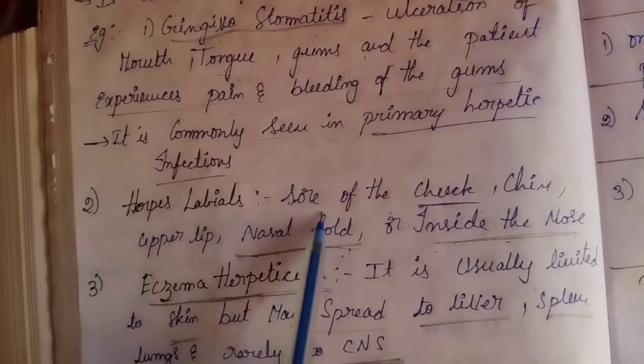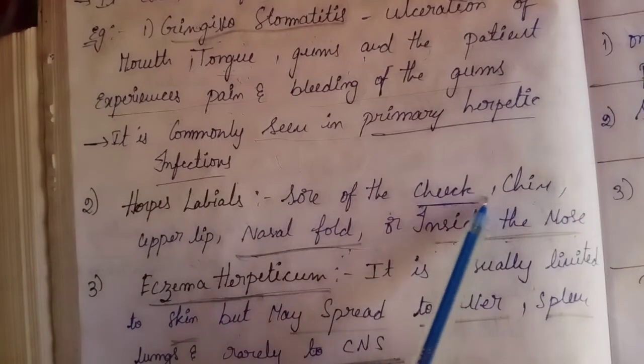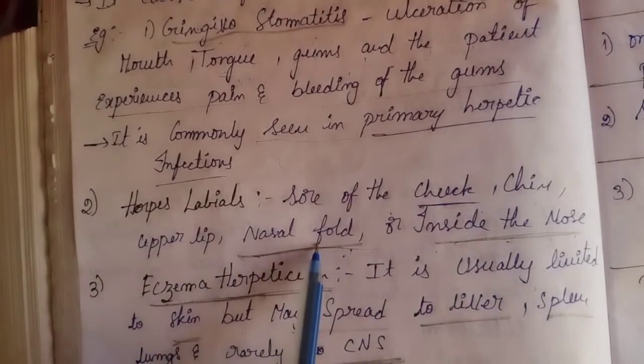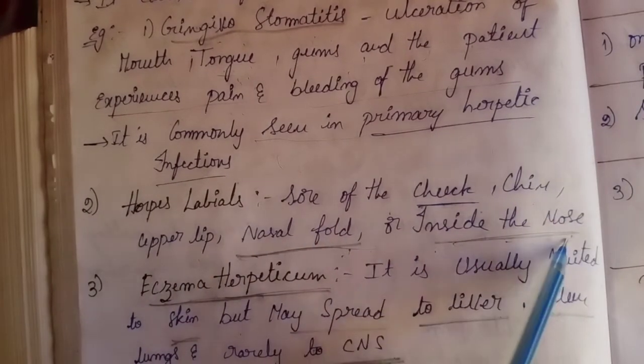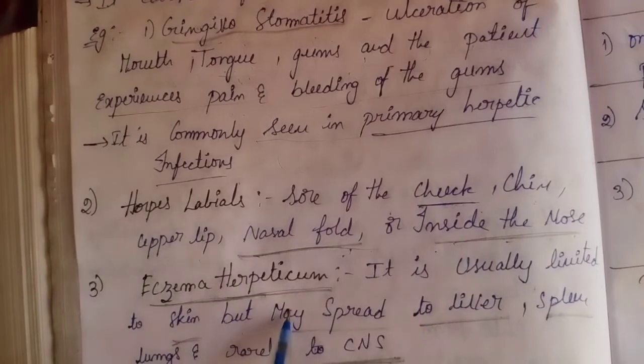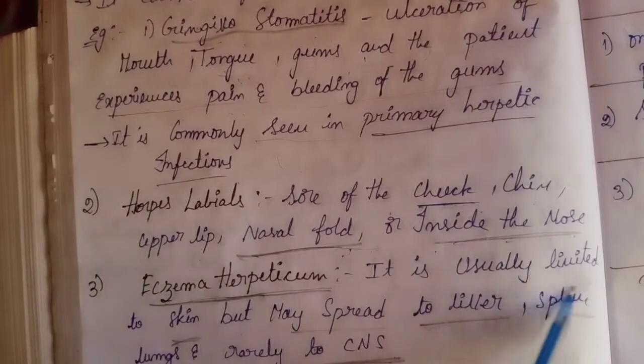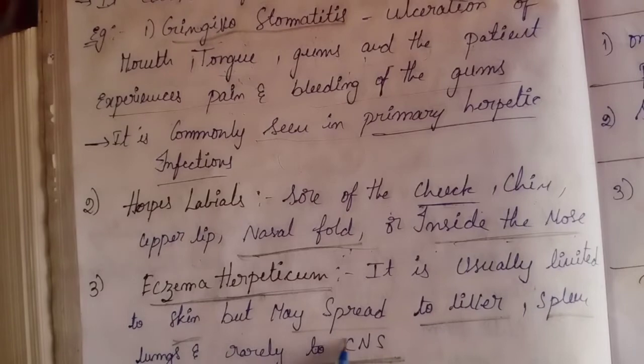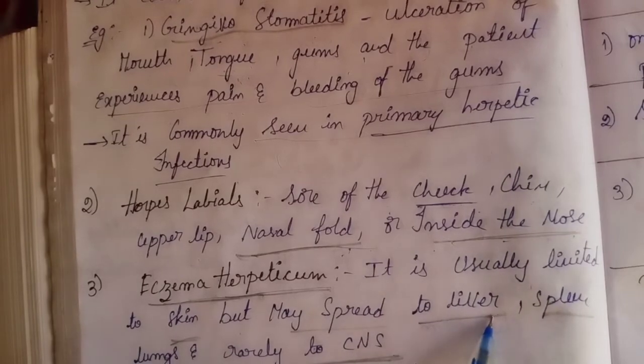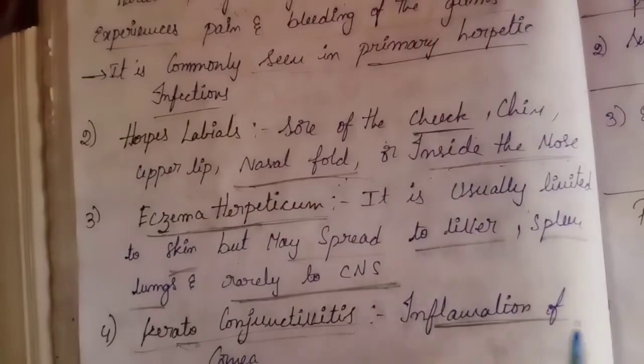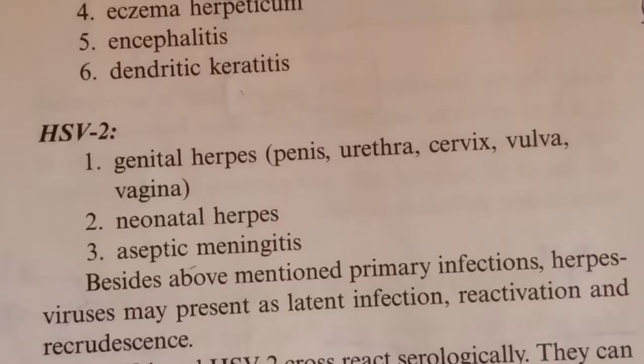Herpes labialis: sores on the cheek, chin, upper lip, nasal fold or inside the nose. Eczema herpeticum: it is usually limited to the skin but may spread to the liver, spleen, lungs and rarely to the CNS. Keratoconjunctivitis: inflammation of the cornea.